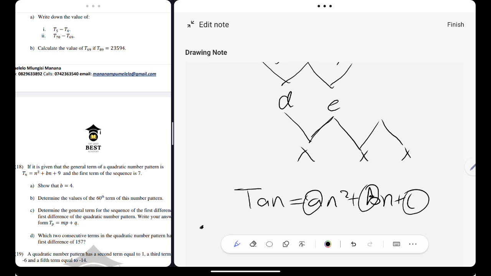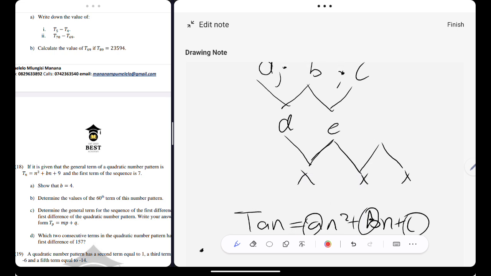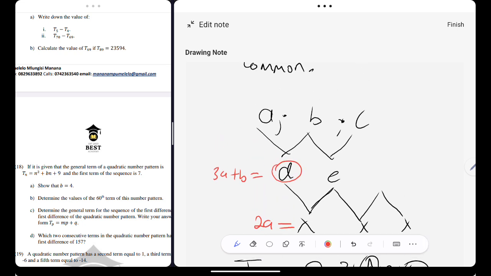How can you find A? It's just simple. You go to your second difference and say 2A is equal to the second difference. Then for you to find B, you go 3A plus B is equal to the first term of the first difference. And then for you to find the value of C, A plus B plus C is equal to the first term of the sequence.